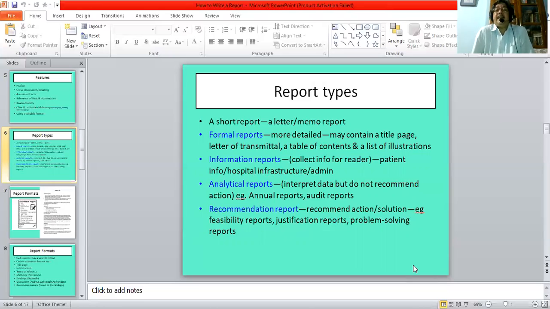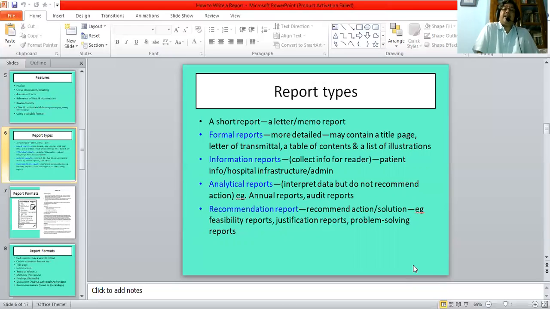But there are also more detailed reports, and I'm going to look at these because you will have to know how to write them. And possibly you may not have written reports like this before. So there is a certain structuring which you have to follow for these long and formal reports. What is that? Now these formal reports are more detailed. They may contain a title page or a separate page with the title, the author's name, affiliation, the person to whom it is dedicated, and other details. A letter of transmittal, I will explain what this is in a few moments. A table of contents, a list of illustrations. So more detailed, actually, compared to a short letter report or a memo report.